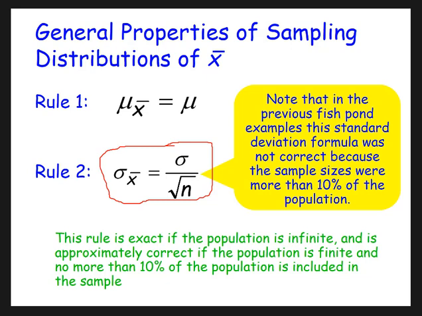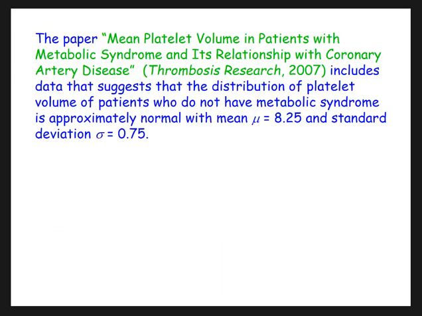So in this case, the fish pond example, this sample size was more than 10% of the population. So that formula I put up there before, where we just divide by the square root of 2 or the square root of 3, wouldn't quite be accurate because our sample is large compared to the population. So we'd have to use a finite correction factor on that.